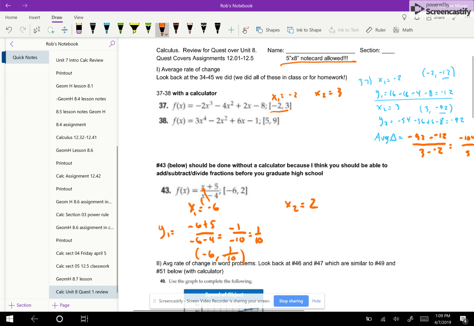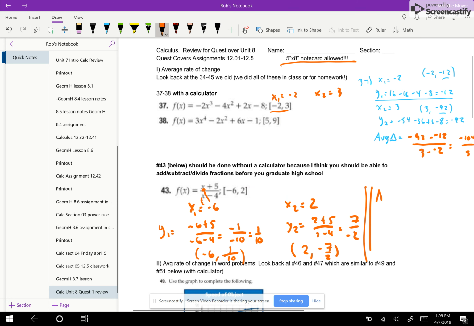If I plug 2 in, my second y value will be 2 plus 5, which is 7, all over 2 minus 4. So this is 7 over -2, which is -7 halves. That is, when x is 2, y is negative 7 halves. You might actually be able to plug these in as decimals if you want, but I'm going to keep them as fractions. Now I'm going to subtract my y values.